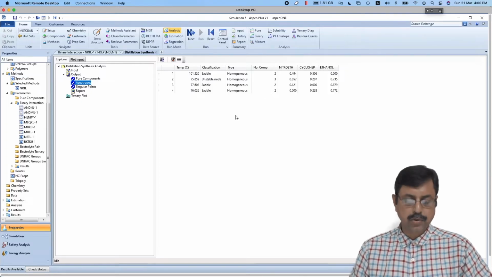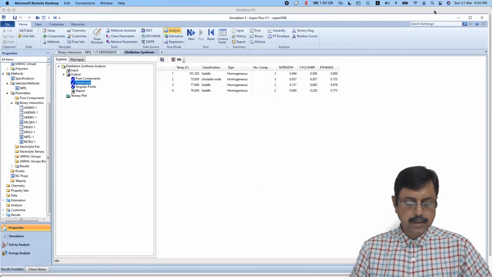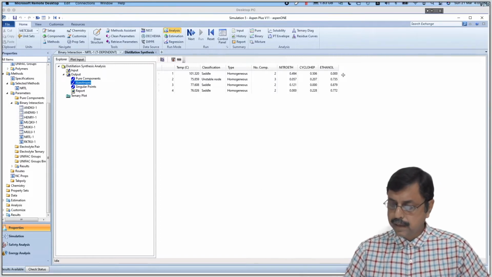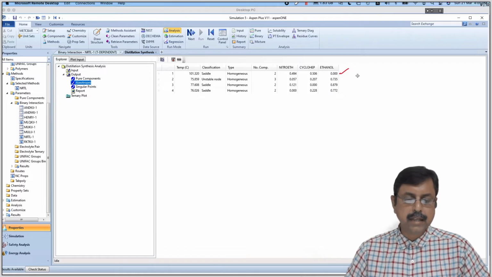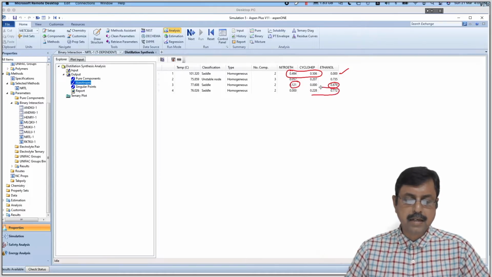Three are binary azeotropes. You will find the binary azeotropes over here. The first one is the binary azeotrope between nitroethane and cycloheptane. The third one is a binary azeotrope between nitroethane and ethanol. And the last one is a binary azeotrope between cycloheptane and ethanol. In all these three, one of the components is missing, so they are binary azeotropes.